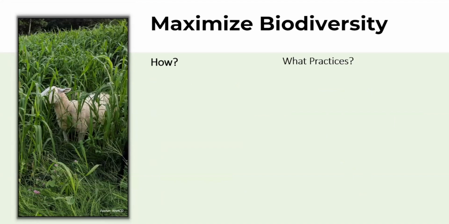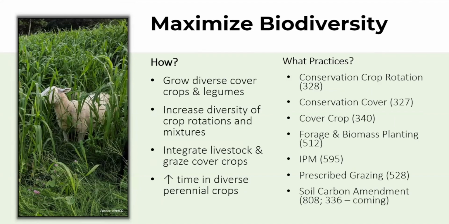Maximizing biodiversity, again, how do we do that? And what practices? So we really want more diversity in our agricultural systems, and especially in the Midwest where we have a lot of corn and soybean. Any way that we can increase the diversity, whether it is through a cover crop, whether it is through integrating livestock back into those systems.